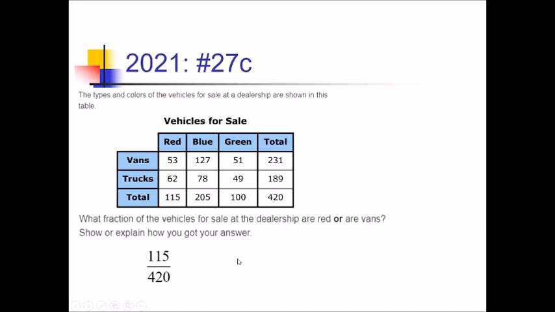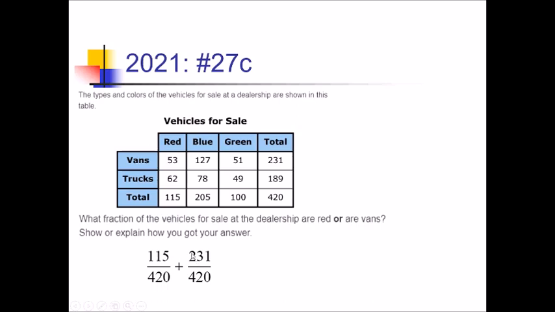And next, let's get the fraction of vehicles that are vans. So we have 231 vans overall out of 420 vehicles, so 231 over 420. Now we have to add these fractions together because this is an OR statement. So OR gives you more. You have to always add those.